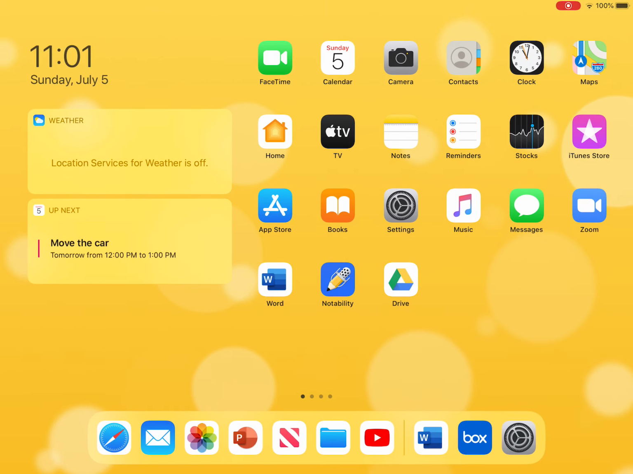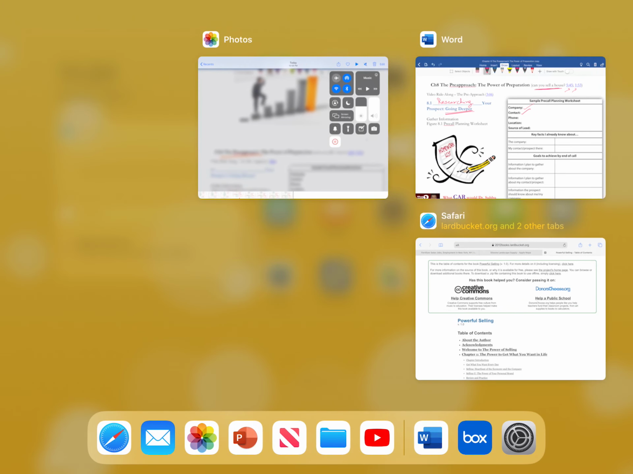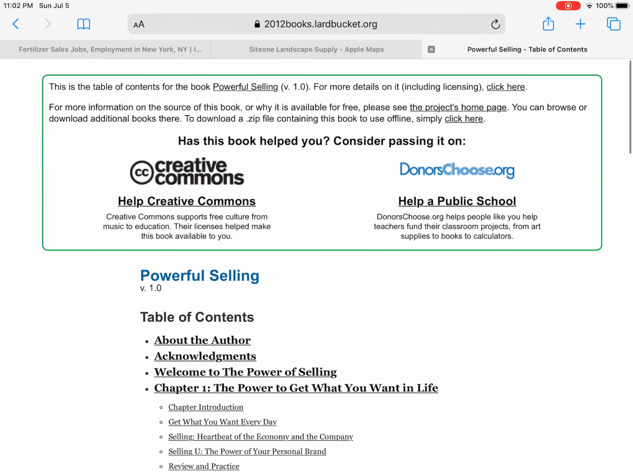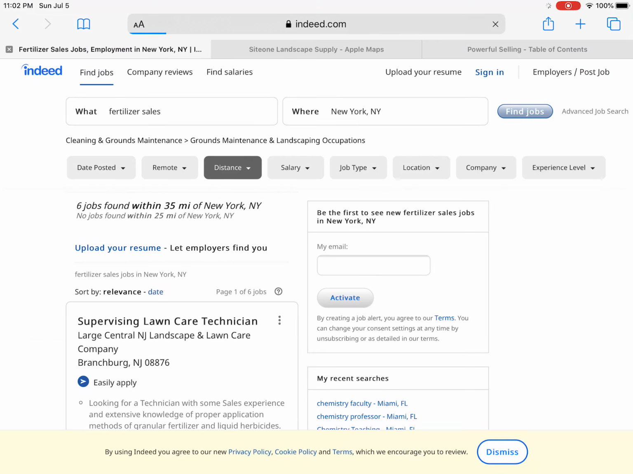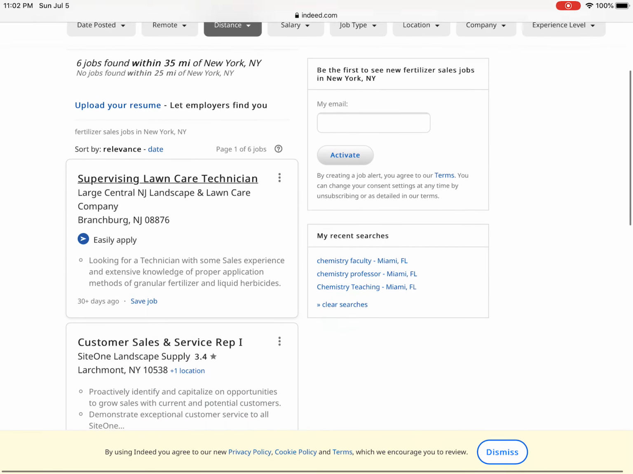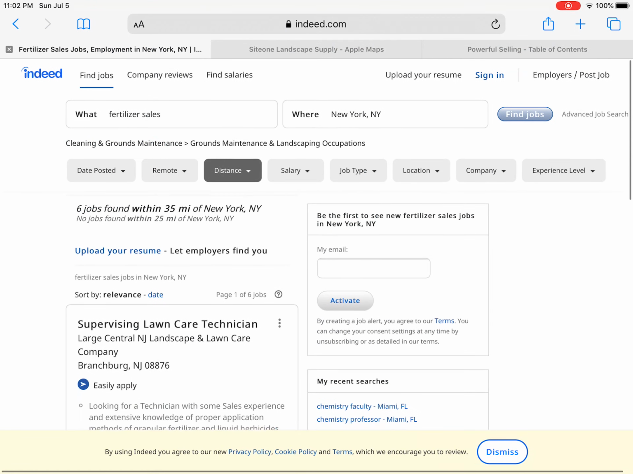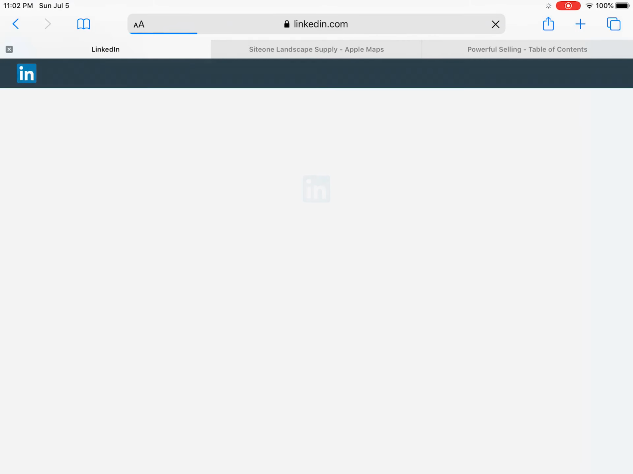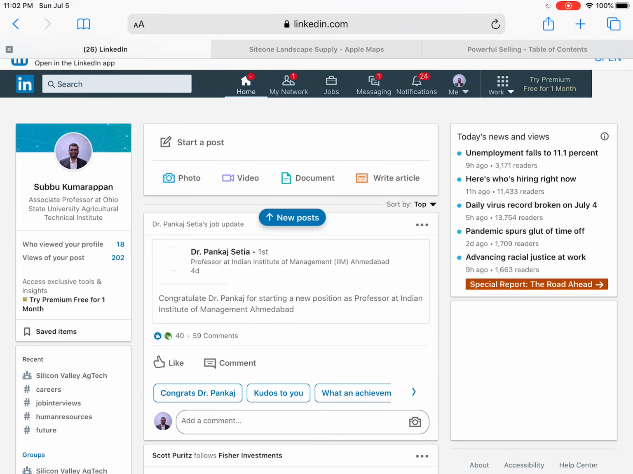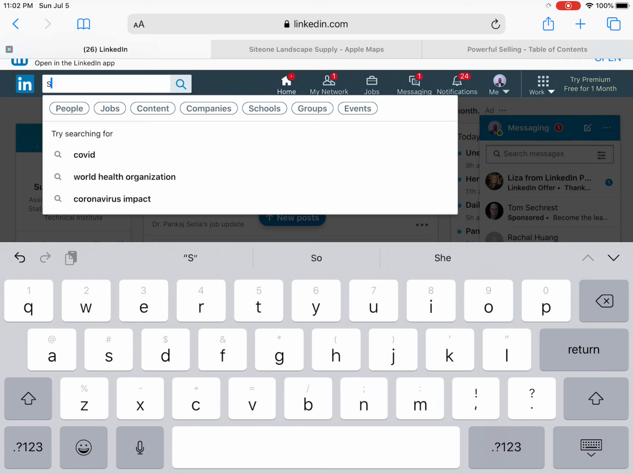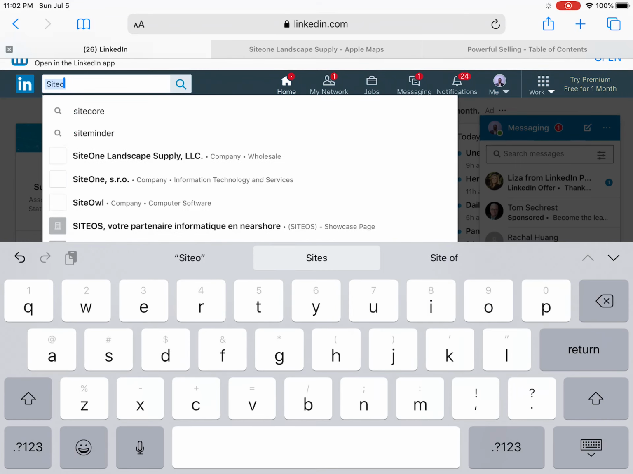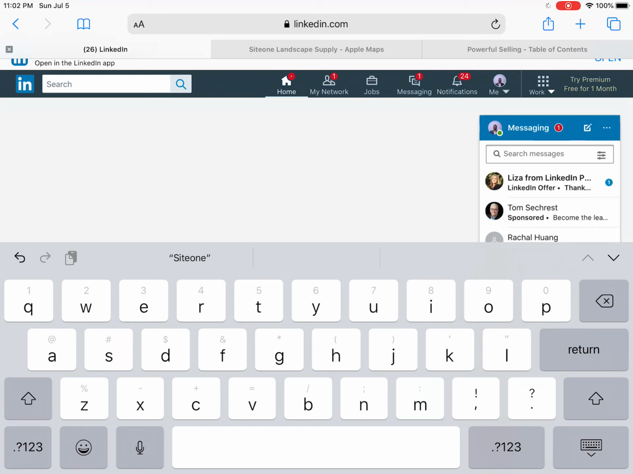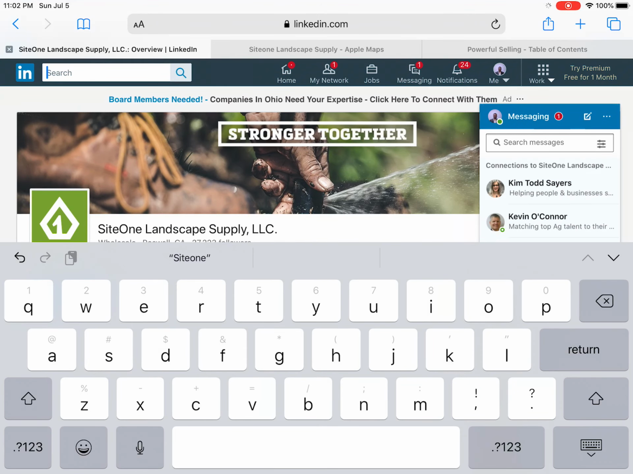For instance, let us say that we would be able to do some research on this particular company called Site One, right? So how do you research Site One? How do you find the name of the person that you would like to talk to? So you simply go to LinkedIn. So hopefully I am logged in. Yes, I am logged in. And once you are here, simply type Site One Landscape Supply Company. That is the company that we are trying to make contacts with.